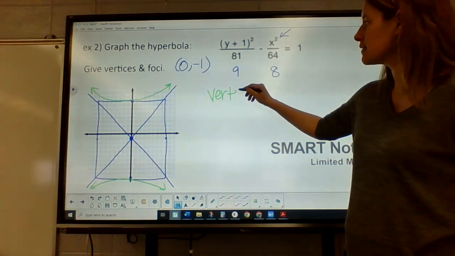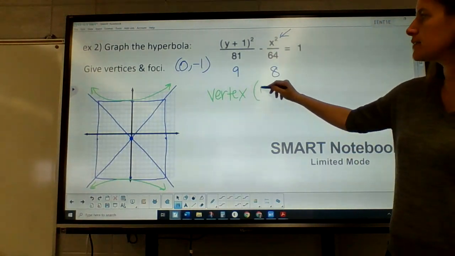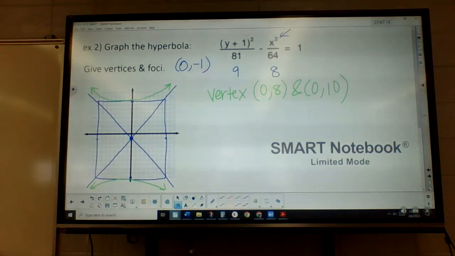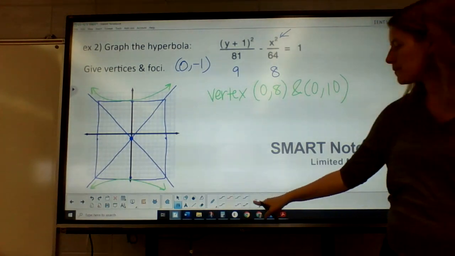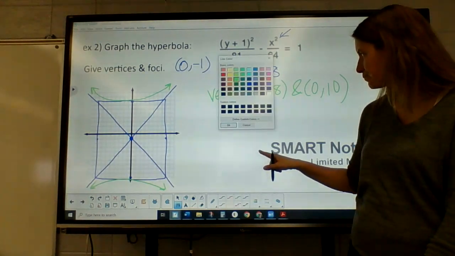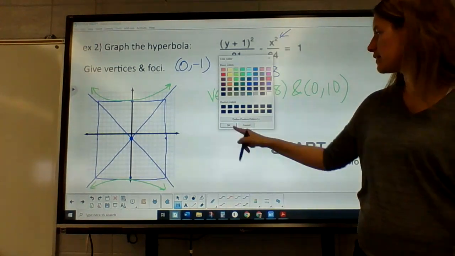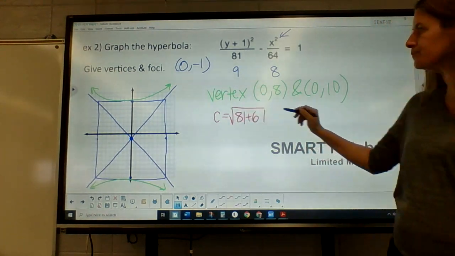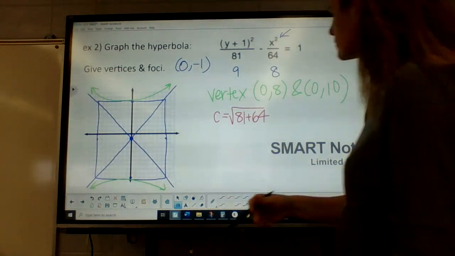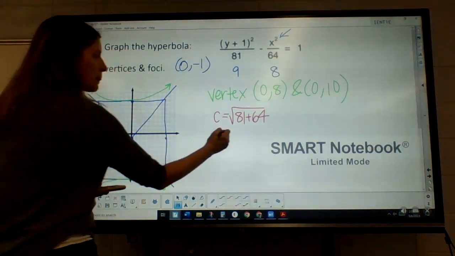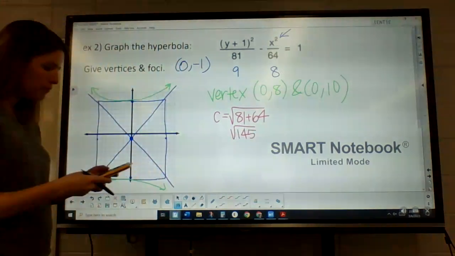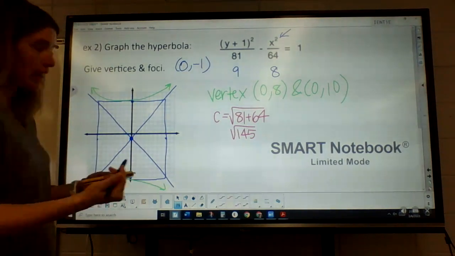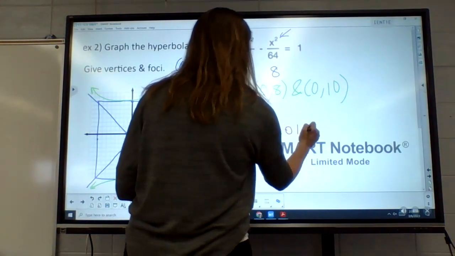So our vertices are at 0, 8 and 0, 10, top and the bottom, and then to find my foci, it's going to be 81 plus 64. I believe it's 145, which is like 12 point something. About 12.04 is my C.